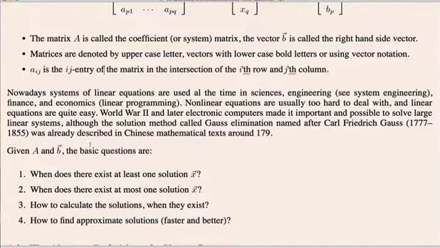So in general, we have this system matrix A and right-hand side vector b. The basic questions in linear algebra are: when does there exist at least one solution x? When does there exist at most one solution x? How to calculate the solutions when they exist, and how to find approximate solutions faster and better?